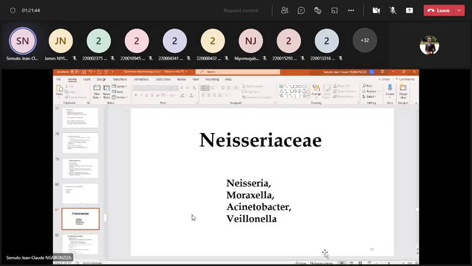Neisseria is a family of gram-negative cocci that cause human disease. And we have 4 genera: Neisseria, Moraxella, Acinetobacter, and Kingella. So those are the 4 genera in the family of Neisseria that we are going to see now.